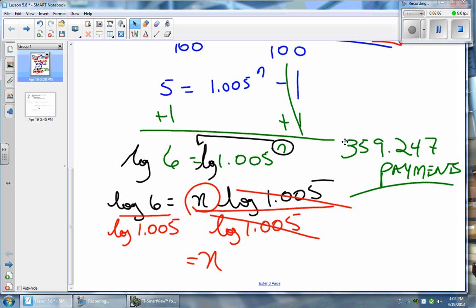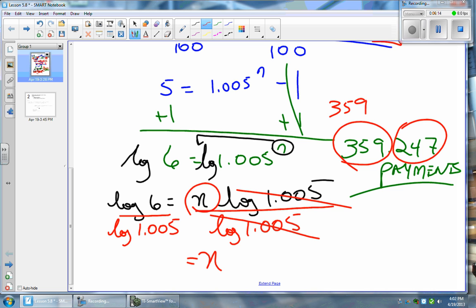I'm kind of curious. Well, wait a second. Let's just clean up this question, and then I'll tell you what I'm curious about. So you're going to make 359 payments, and your last payment, which is plus one more payment, is going to be a lot less money. It's not going to be $100 to get you to $100,000. But I'm curious. So in a sense, you're going to do 360 payments.